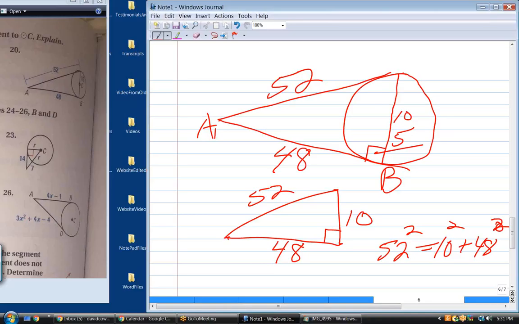It says that 52 squared is 2,704, but what's 48 squared? It's 2,304. So they're not equal. If they're not equal, that's not a right angle. If that's not a right angle, then AB is not tangent to the circle.